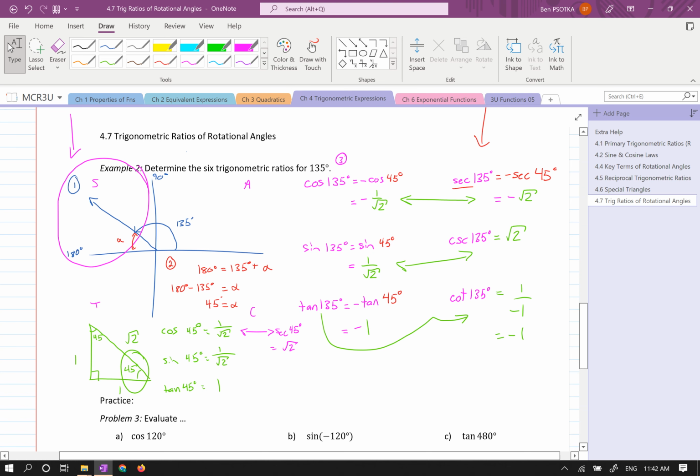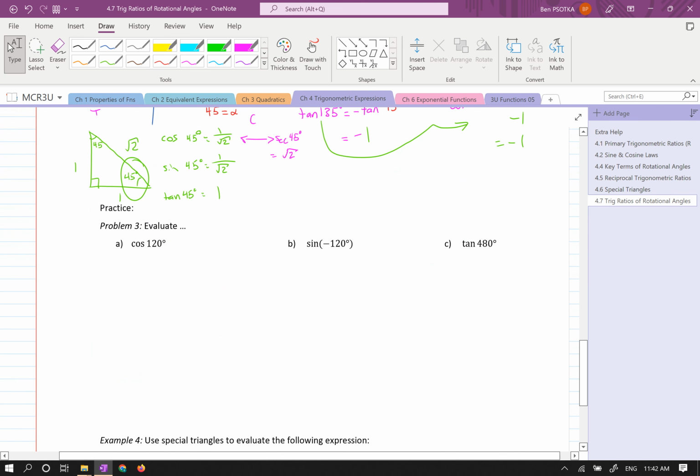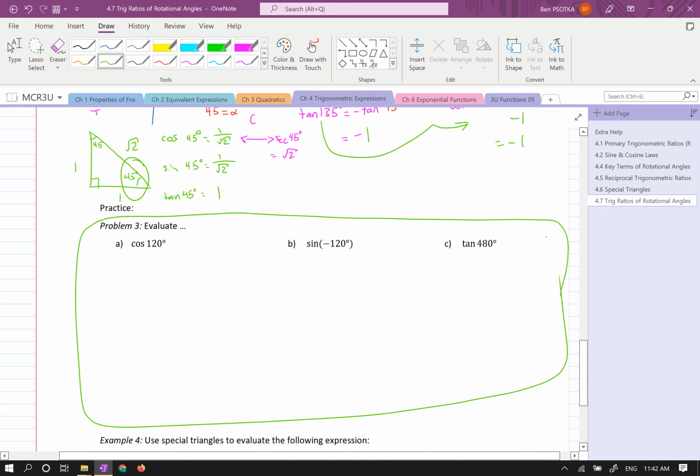I think it makes a lot of sense. Now, I'll ask you folks for practice. On the note I uploaded to the classroom, these will be filled in. For practice, evaluate the cosine of 120 degrees, the sine of negative 120 degrees, and the tangent of 480 degrees.